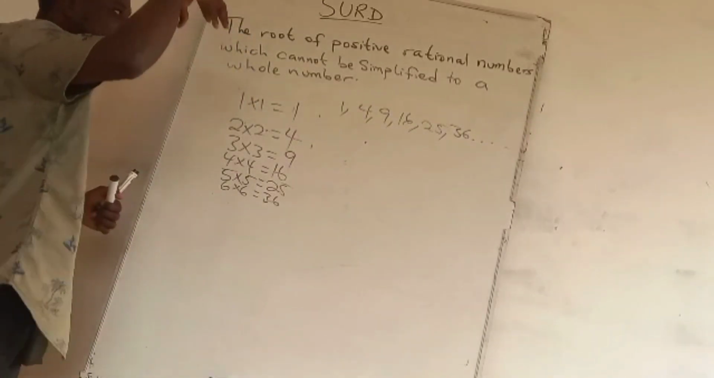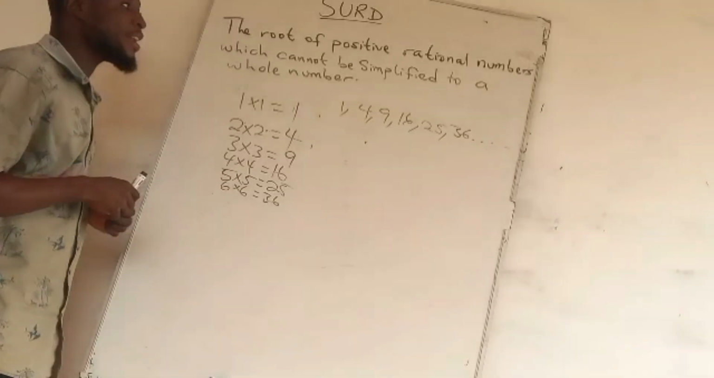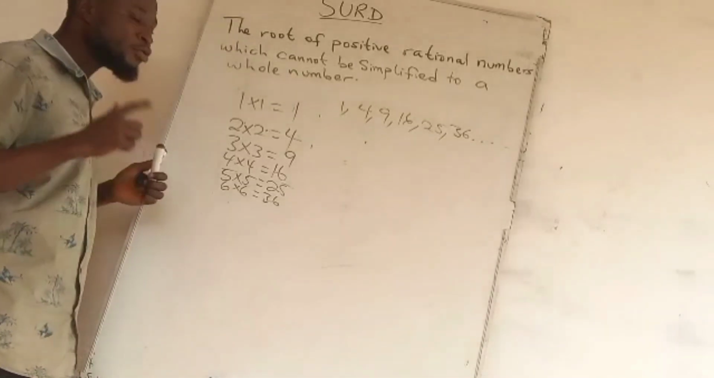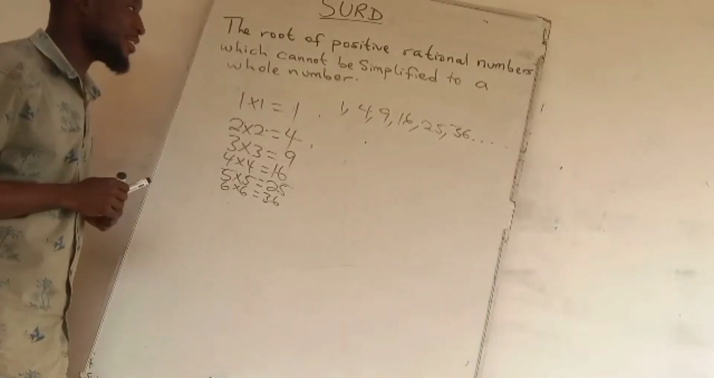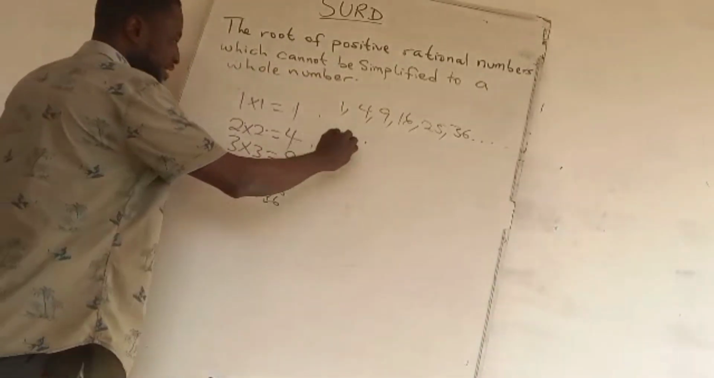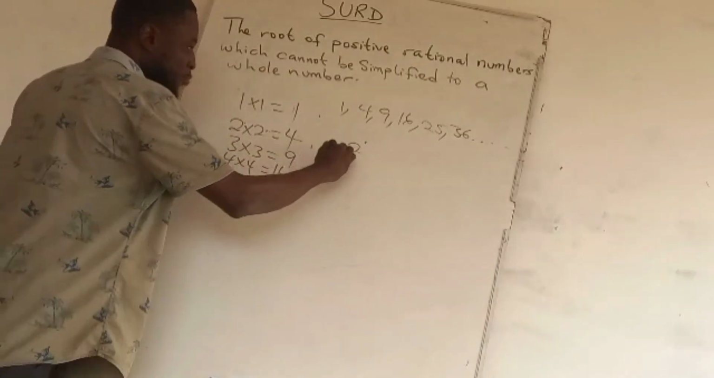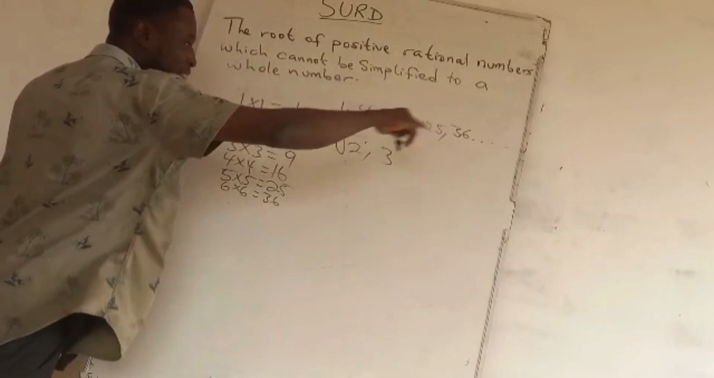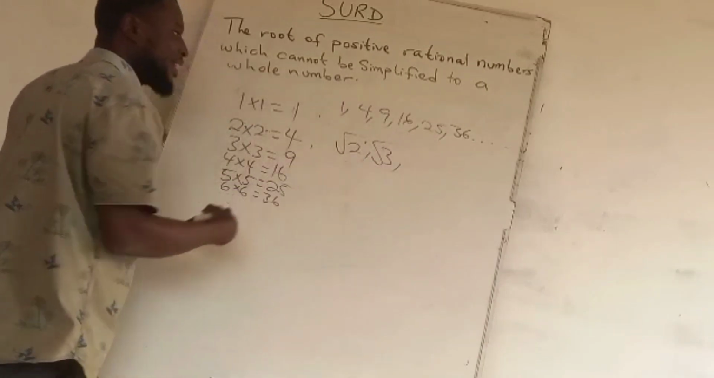So numbers that do not fall within the square numbers, you are going to square root them. So the square roots of those numbers are your surds. Numbers that do not fall within these numbers, we have 2. So square root of 2 becomes a surd. We have 3. 3 does not fall within this category. So square root of 3 becomes a surd.